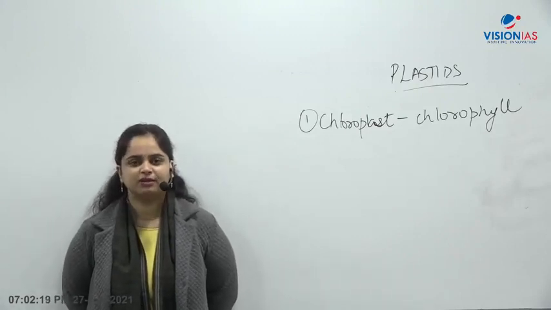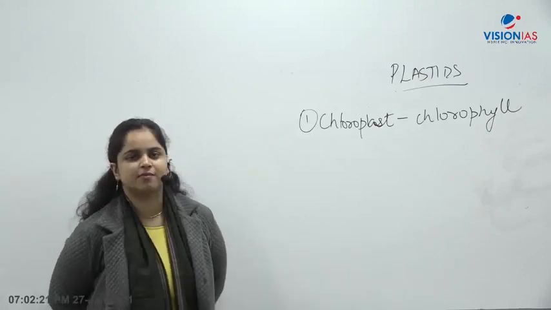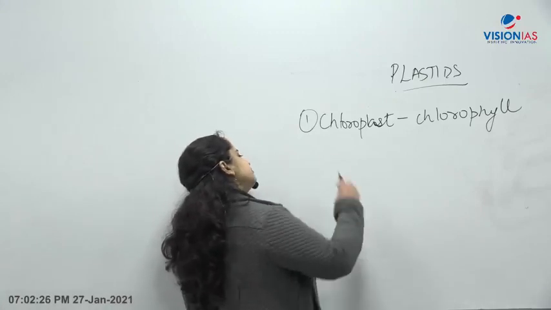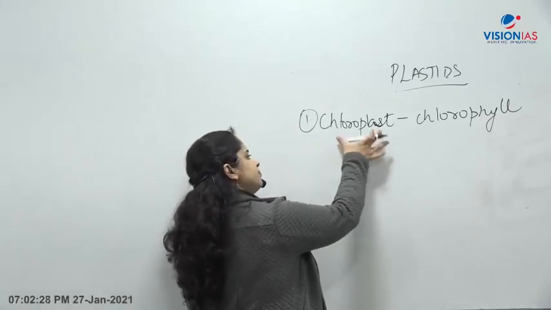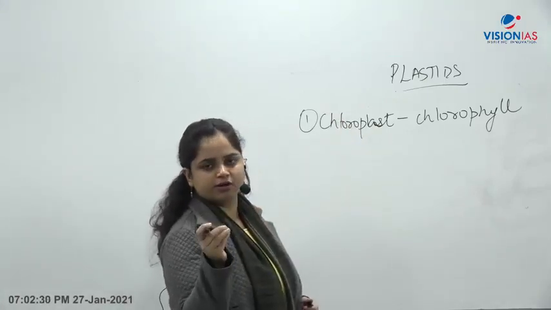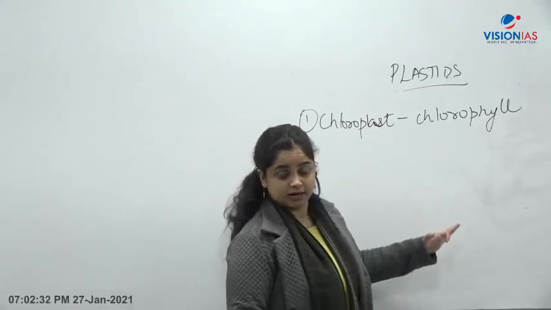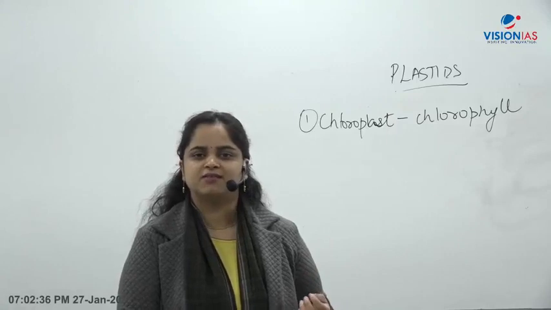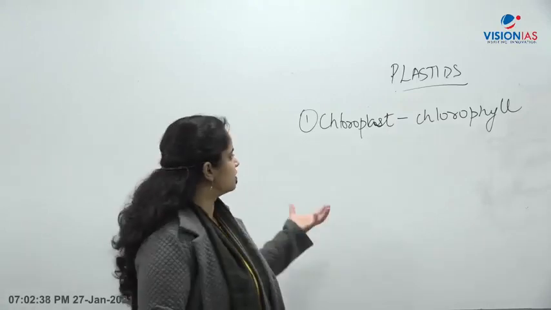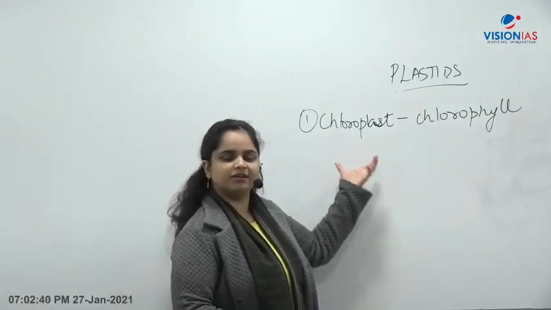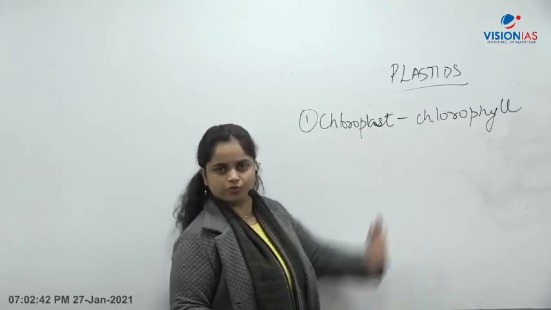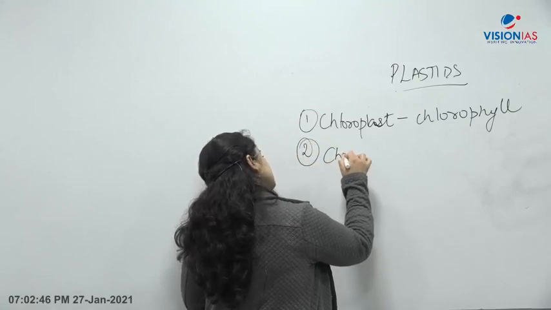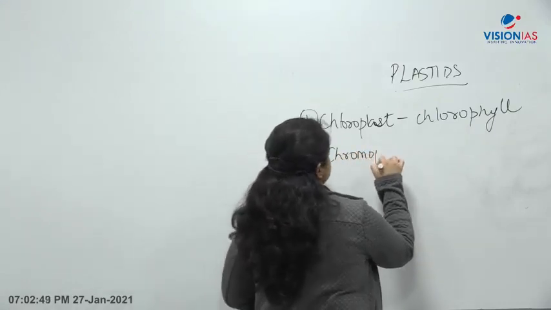You would normally know that leaves are the green parts of the plant. So chloroplast is a cell organelle found only in plants. What is its role? It contains certain pigments which give some colors. So the first type is chloroplast. It will give green color. It has chlorophyll. Second, chromoplast.